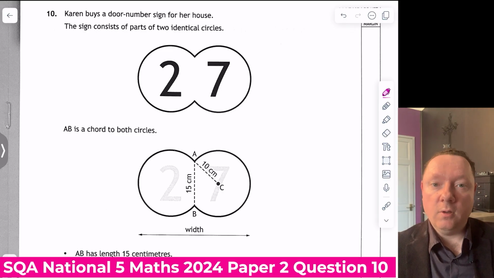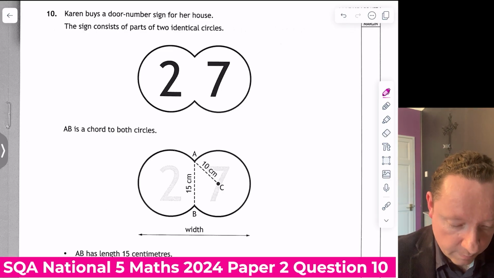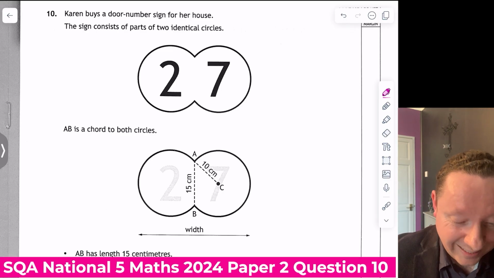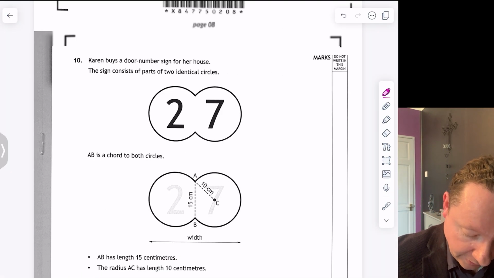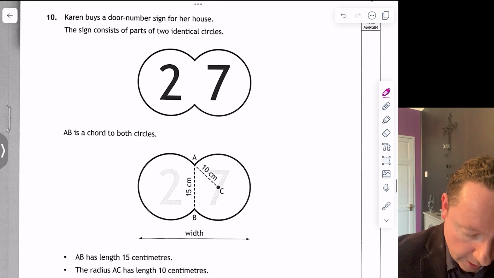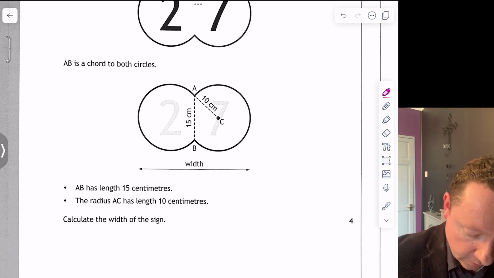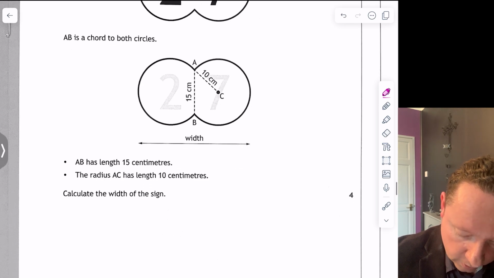SQA National 5 Maths 2024, Paper 2, Question 10. Karen buys a door sign for her house. It's 2 identical circles with the numbers 2 and 7 in it. AB is a chord of both circles, a line, in other words. And it has a length of 15, and the radius is 10. Find the width. So let's have a trace out of this.